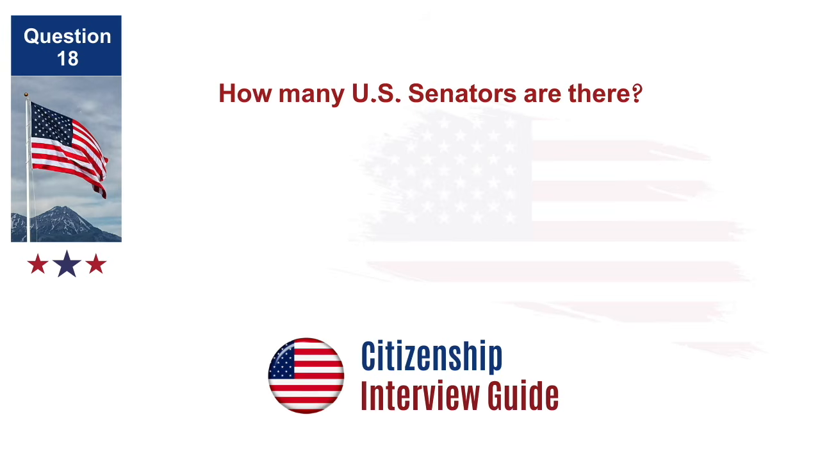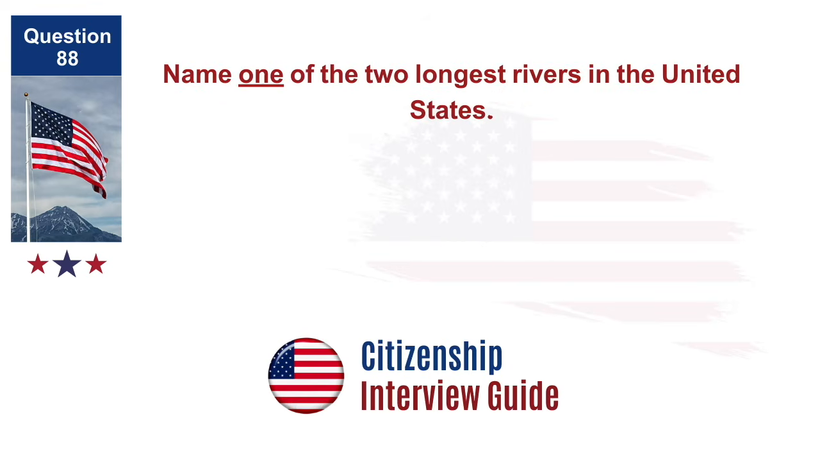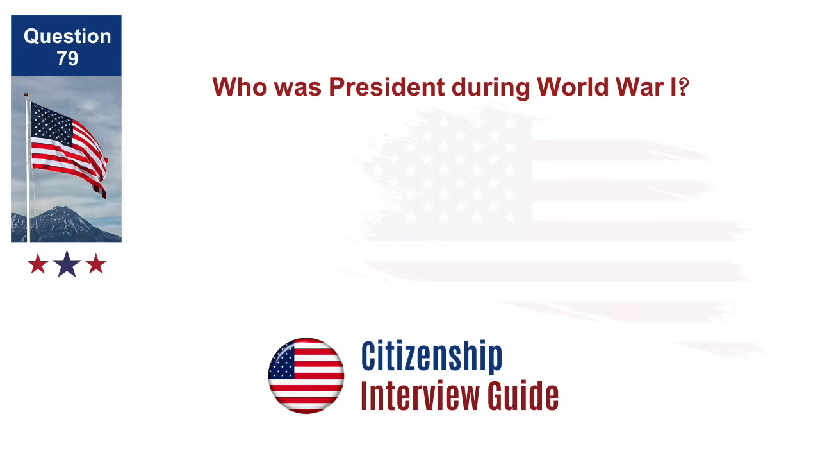How many U.S. senators are there? 100. Name one of the two longest rivers in the United States. Missouri River. Who was president during World War I? Woodrow Wilson.